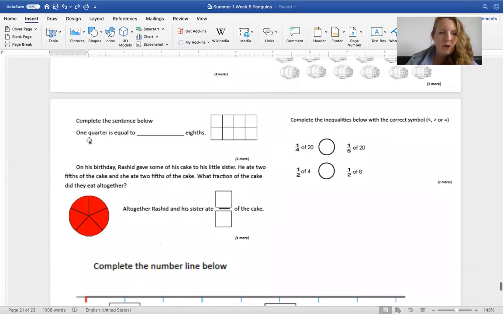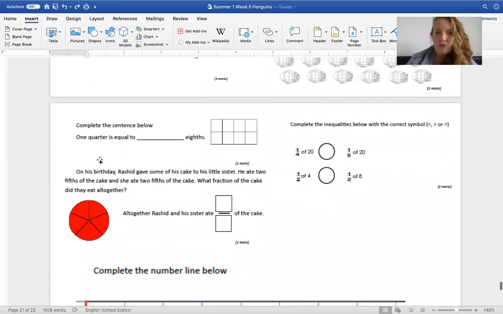Complete the sentence below. 1/4 is equal to how many 8s? Luckily, they've given you this nice little diagram as well. So what I would do is shade in 1/4. Even visually, you can see that you can look at this as 4 groups, 4 columns. So just shade one of those, even though altogether there's 8, and figure out how many that is in 8.